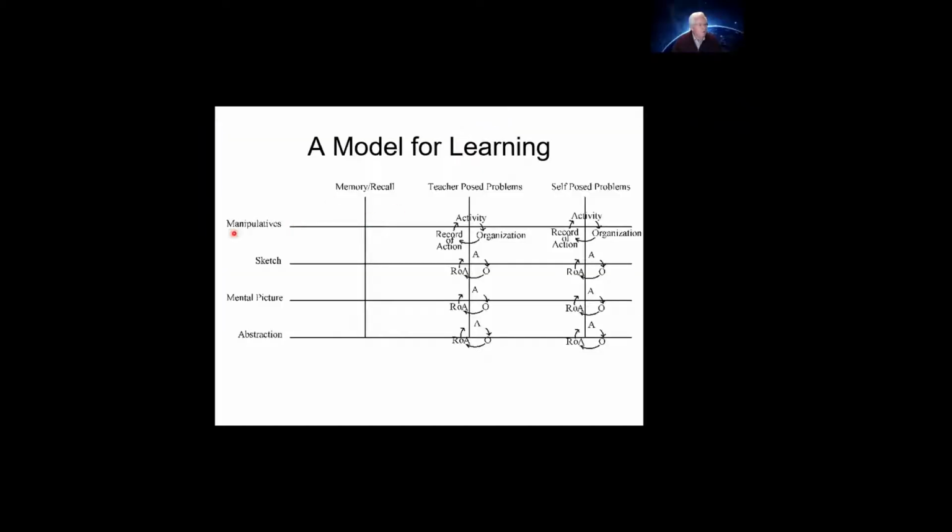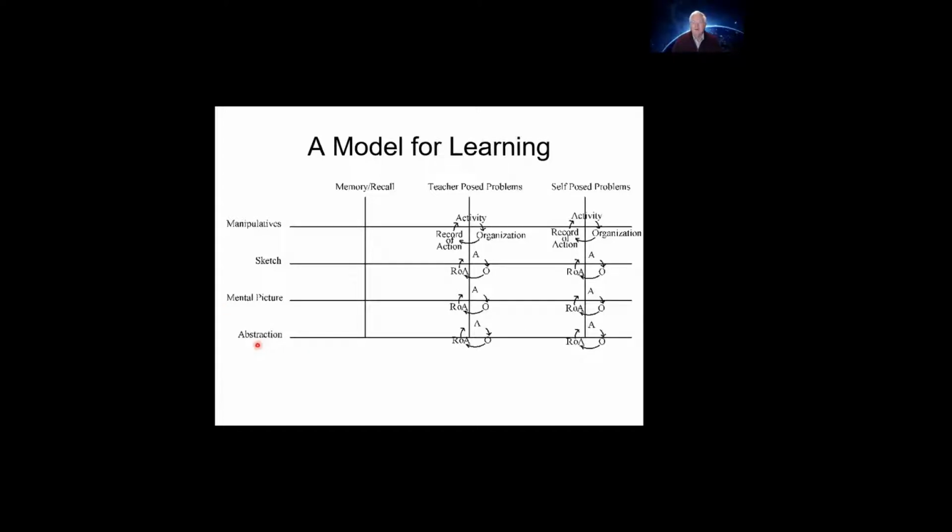So let's take a closer look at some of the intricacies of how that might work and how it's set up. As we look over here, you'll notice that there are different types of objects we can look at. We can look at a manipulative object. We can look at a sketch object. We can look at a mental picture object, and we can consider an abstract object.